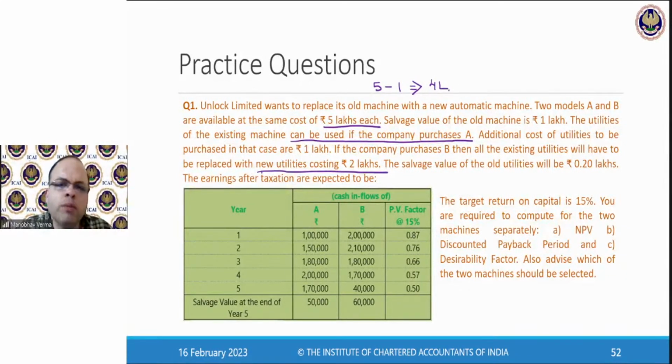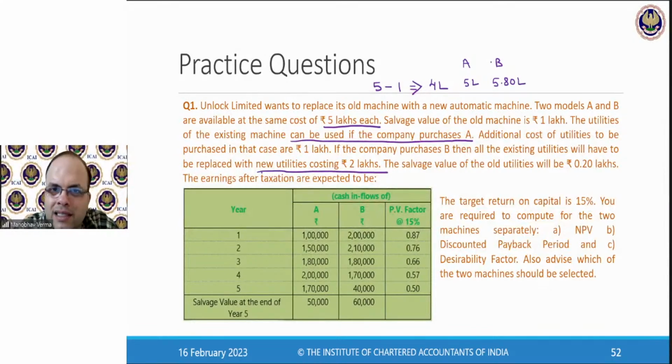Now, 4 lakhs is an outflow for both the machines, but now we need to include utilities. For A, the existing utilities could be used and the additional cost of the new utilities was 1 lakh. So for A, it becomes 5 lakhs. For machine B, you have to incur 2 lakhs, but the existing utilities can be scrapped for 20,000. So 4 plus 2 lakhs is 6, minus 20,000 is 5.8 lakhs, guys. So the correct answer is 5 lakhs and 5.8 lakhs. Everyone okay with that? I think that is the only trick involved in this question.